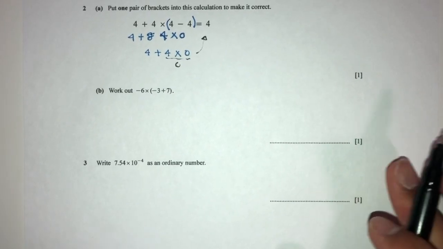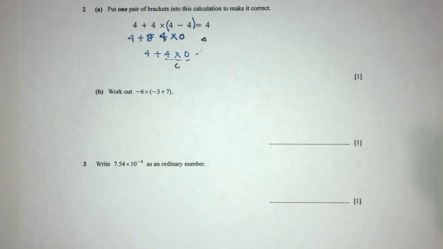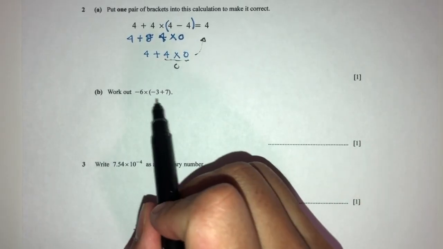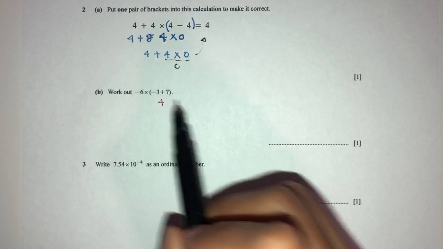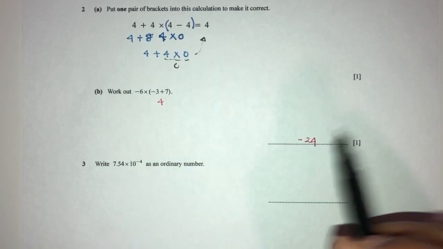Now for part B, we have to work out this one. So again, for rules of BODMAS, work out everything in the bracket first. You will have minus 3 plus this one. That will give you 4. Minus 6 times 4 will be minus 24.